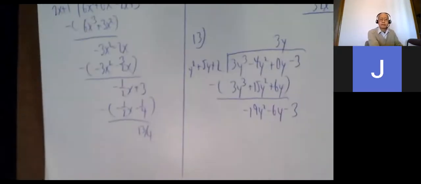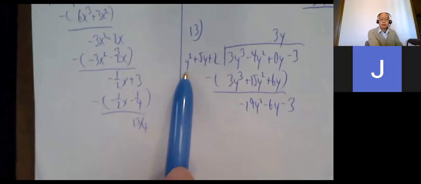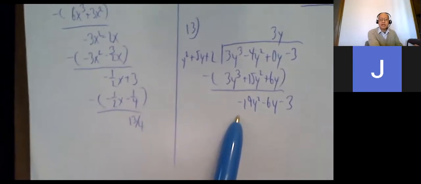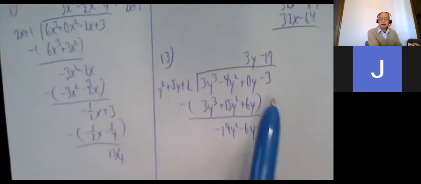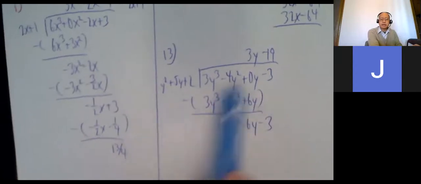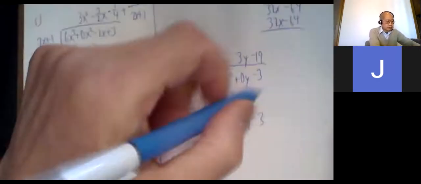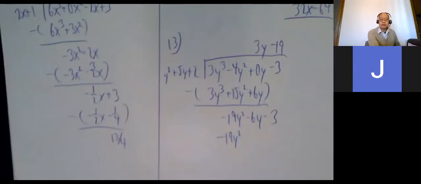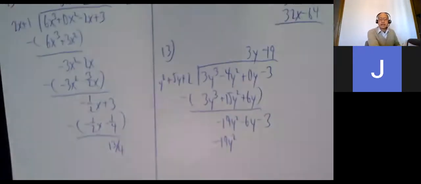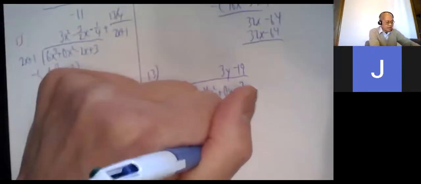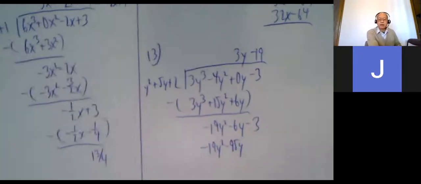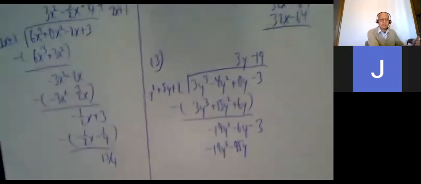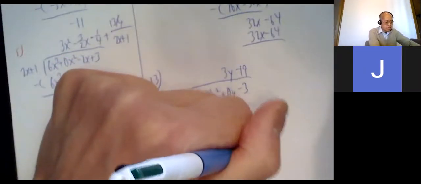Do it again. What do you multiply y squared by to get negative 19y squared? Negative 19. Now, negative 19 times all this. Negative 19 times y squared, negative 19y squared. Negative 19 times 5 is negative 95y. Pretty bad numbers here. Negative 19 times 2 is a negative 38.